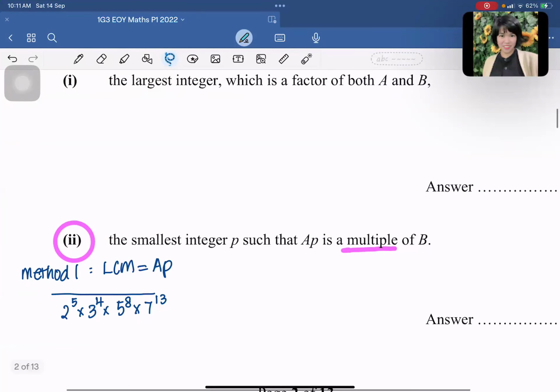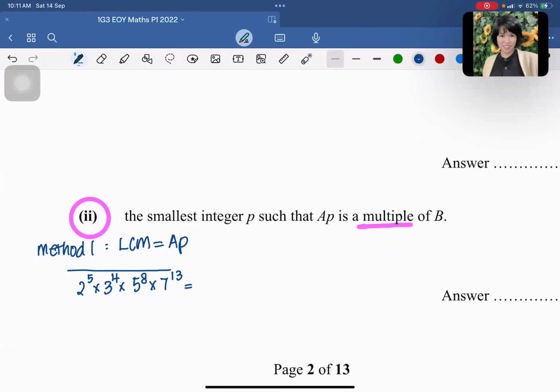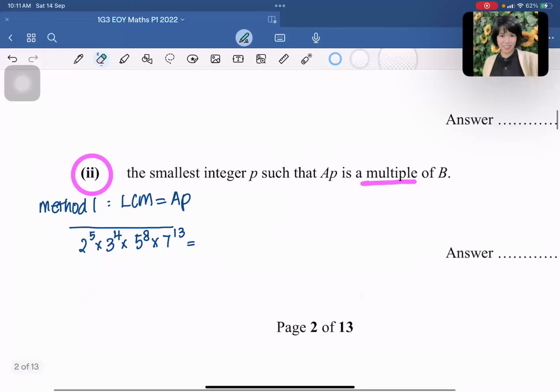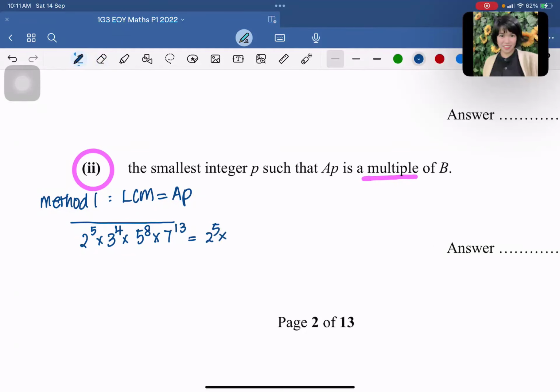All right. Okay, so in this case, the LCM equals a times p. What is a? a is 2 to the power of 5, 3 squared, 7, 13. So 2 to the power of 5, 3 squared, 7 to the power of 13 times the letter p. How am I going to get rid of all this over here? I want to get rid of all this. So I bring it over and divide it away in order to get the letter p. So I divide them away, times 7 to the power 13 over.